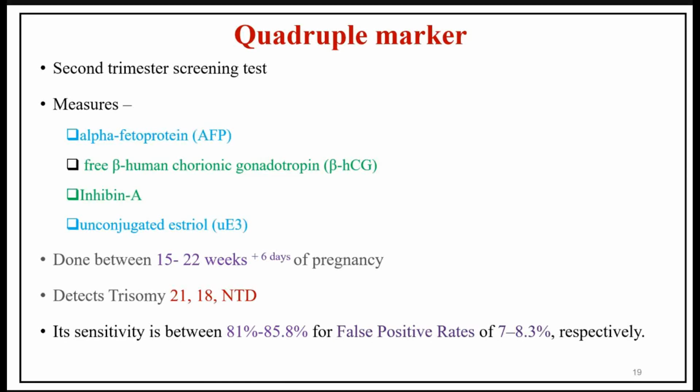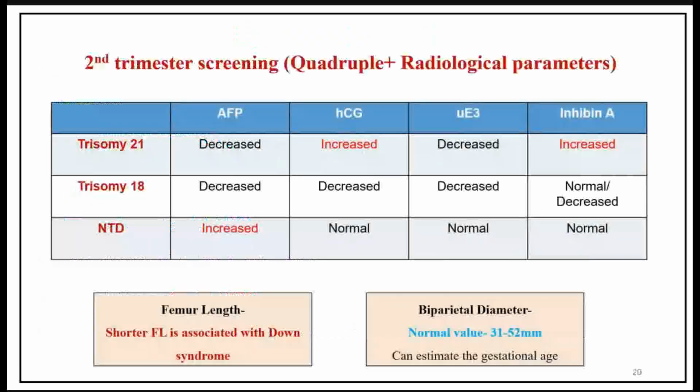unconjugated estriol. It is done between 15 weeks to 22 weeks plus 6 days of pregnancy, and it can detect trisomy 21, 18, and neural tube defect. Its sensitivity is around 80 to 85%, and it has a false positive rate of around 7%. Yes. Now, this is the second trimester screening and what it contains.